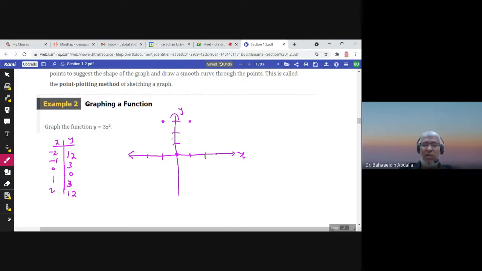So you can just try to connect these points now, and this will give you the graph of this equation. We call this graph a parabola. Okay, this is called a parabola. So this is the graph of y equals 3x squared.